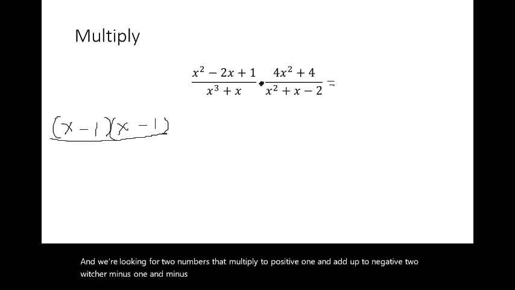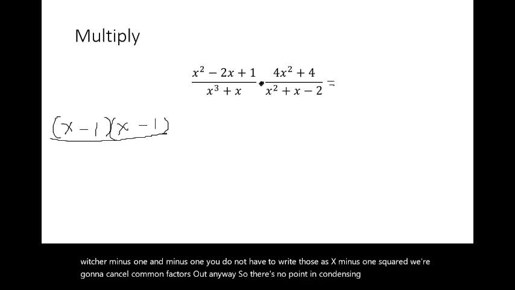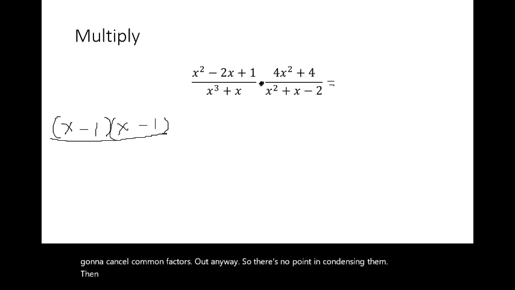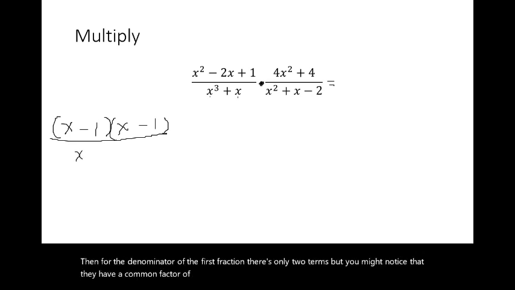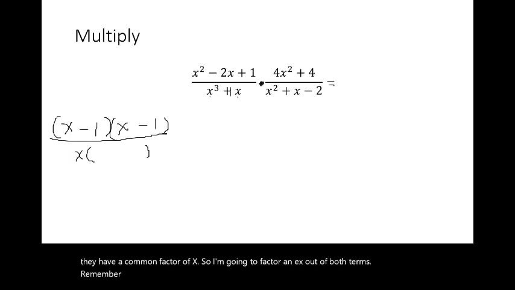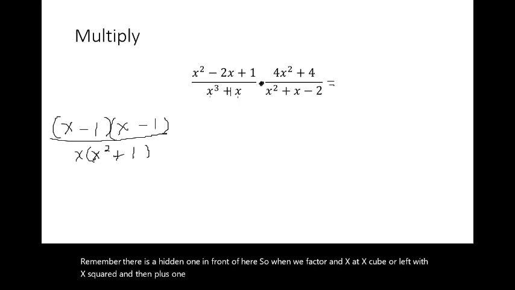You do not have to write those as x minus 1 squared. We're going to cancel common factors out anyway, so there's no point in condensing them. Then for the denominator of the first fraction, there's only two terms, but you might notice that they have a common factor of x, so I'm going to factor an x out of both terms. Remember, there is a hidden 1 in front of here. So when we factor an x out of x cubed, we're left with x squared, and then plus 1 is left over for the second term.